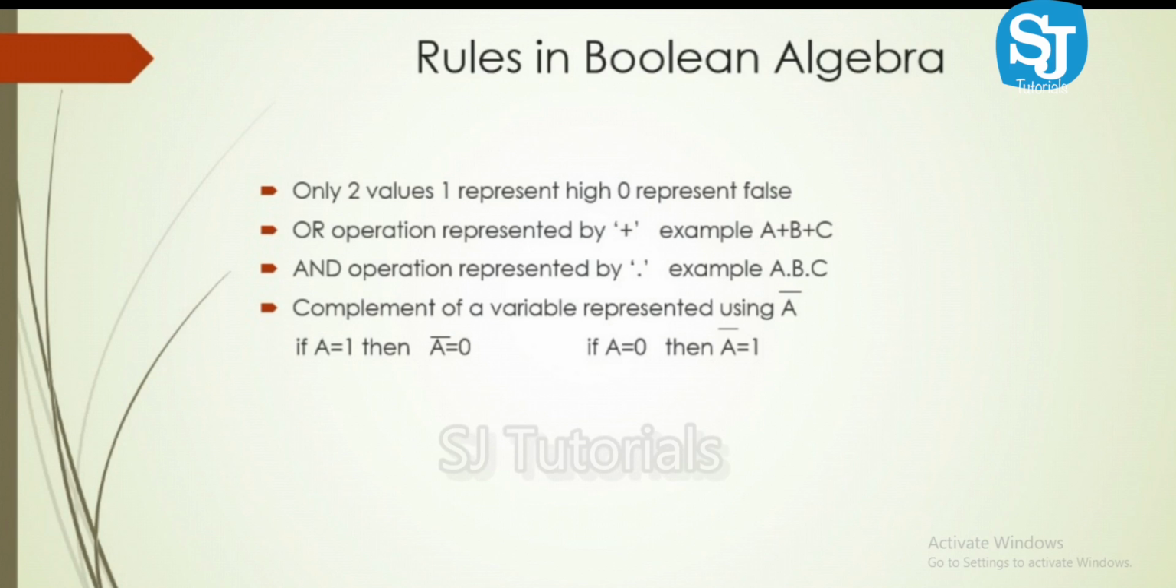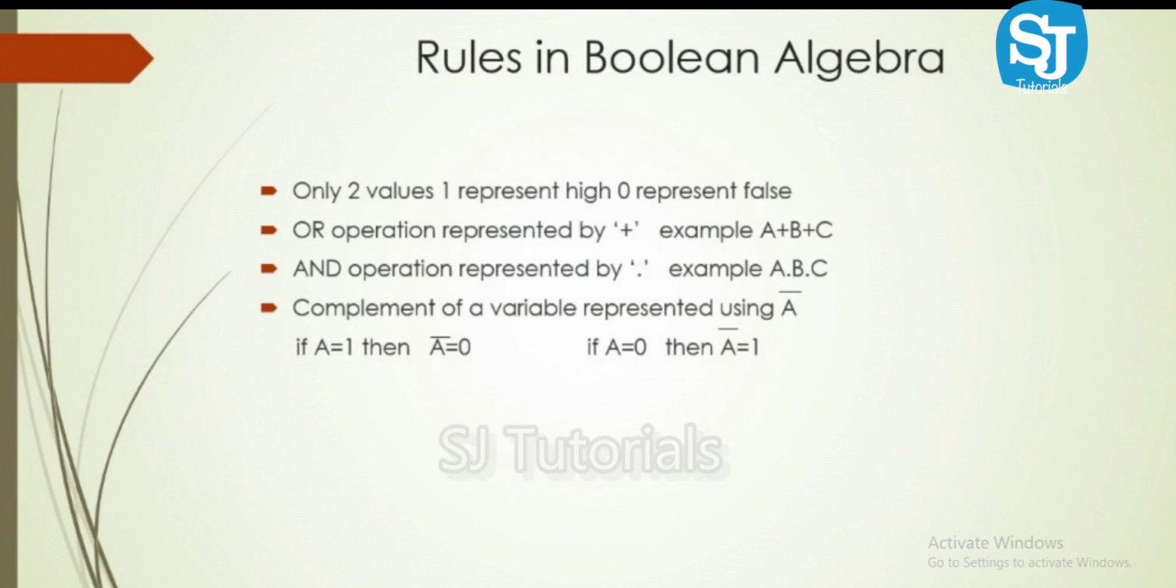Here the operations are, first of all, the OR operation. The OR operation is represented using the plus symbol. For example, A plus B plus C is called A or B or C. Here plus indicates the OR operation and the AND operation is represented by a dot. So the example A and B and C is represented as A dot B dot C.